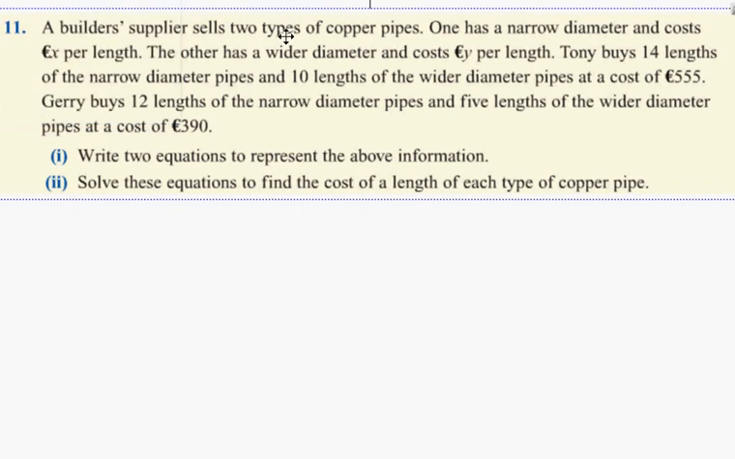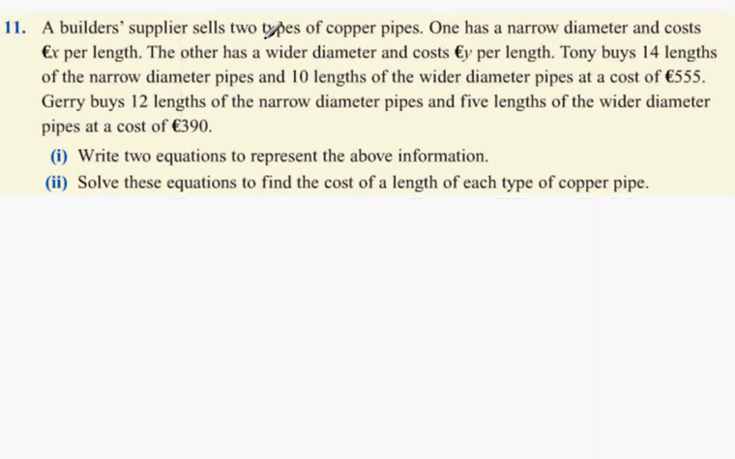This is question 11. A builder supplier sells two types of copper pipes. One has a narrow diameter and costs x euro per length. The other one has a wider diameter and costs y euro per length. Tony buys 14 lengths of the narrow diameter pipe and 10 lengths of the wider diameter pipe at a cost of 555. So that means 14 small ones is 14 multiplied by the price of them, plus 10 multiplied by the price of the larger pipe. The total is 555.